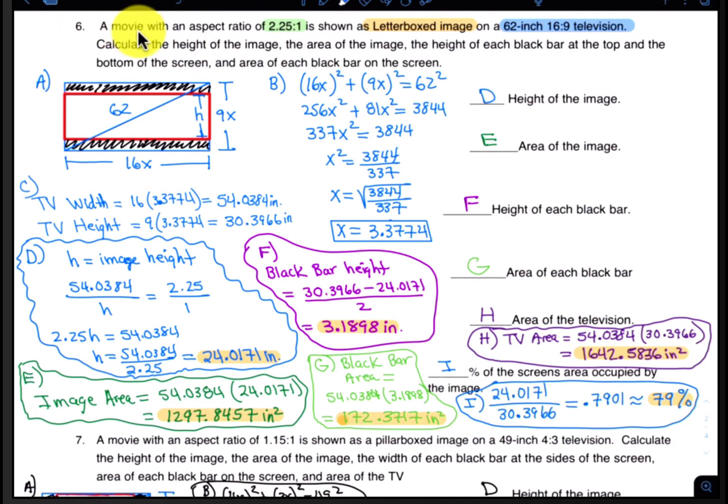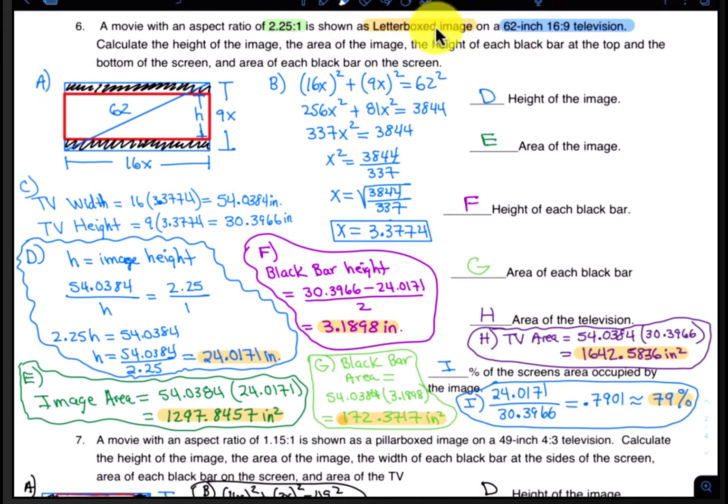Okay, number 6, it says a movie with an aspect ratio of 2.25 to 1 is shown as letterboxed image on a 62-inch 16 by 9 television. We need to calculate the height of the image, the area of the image, height of each black bar, area of each black bar, area of the television, and the percent of the screen's area occupied by the image.